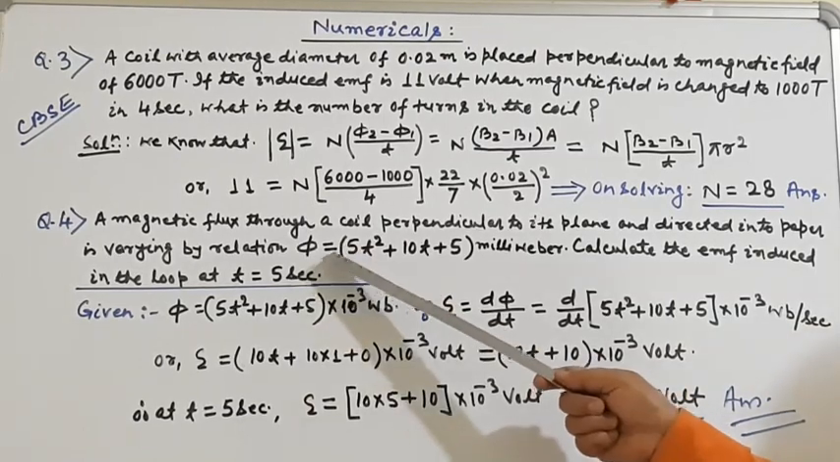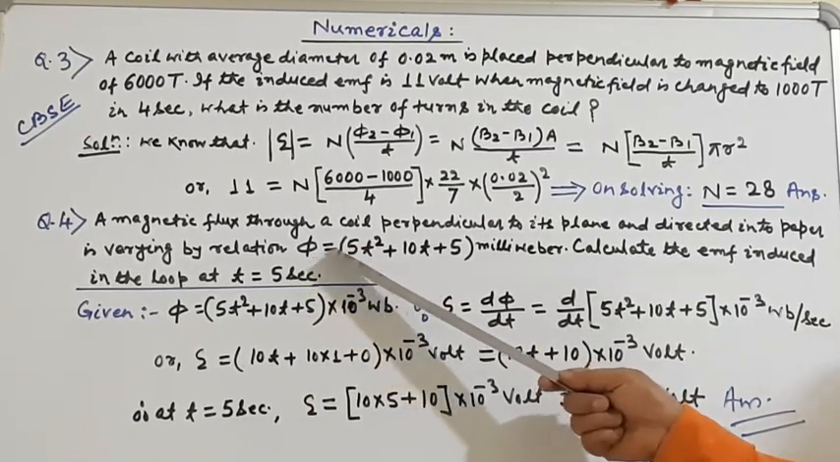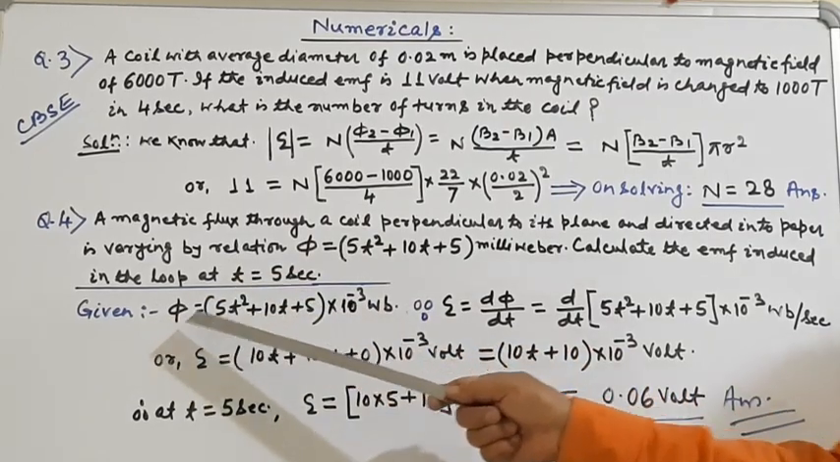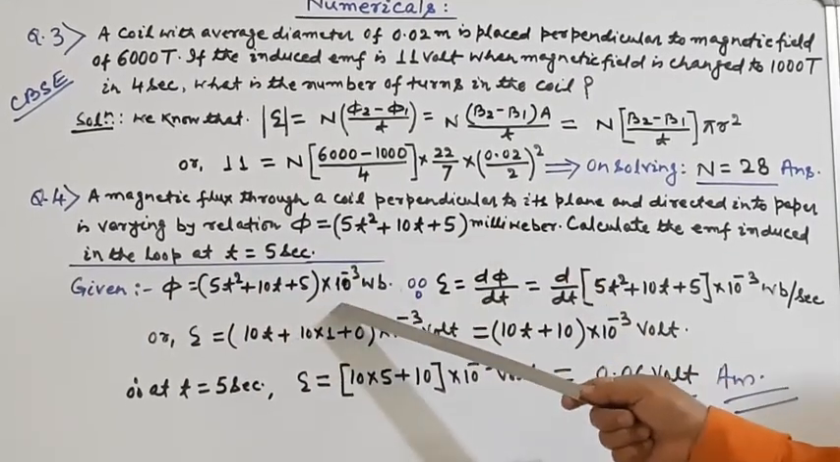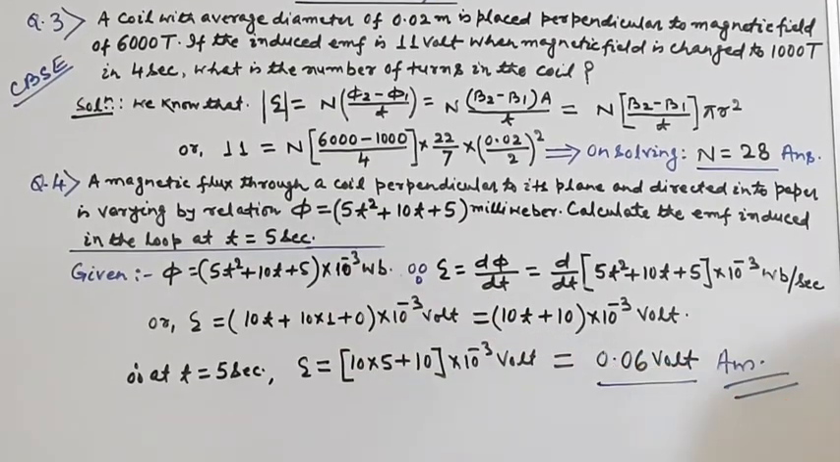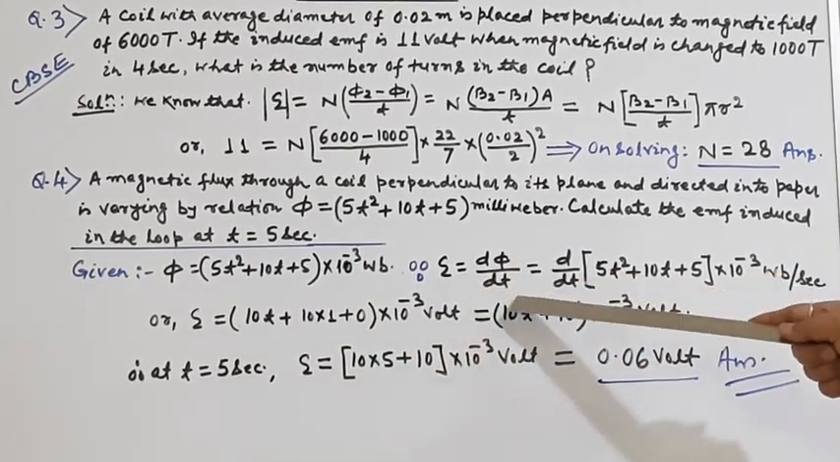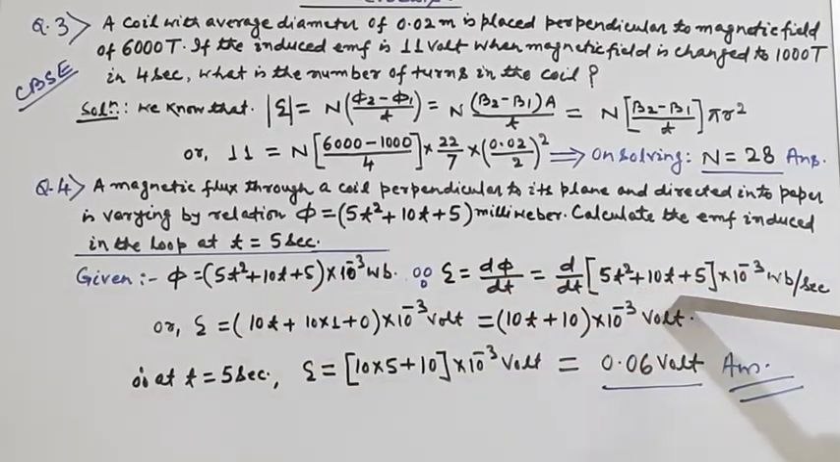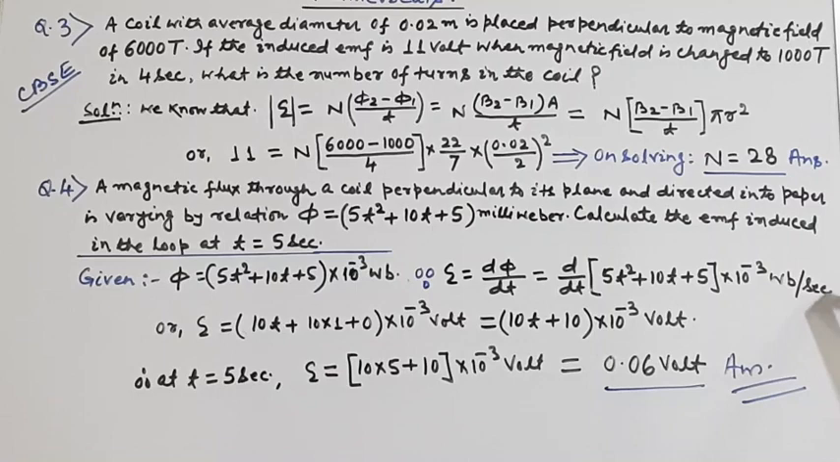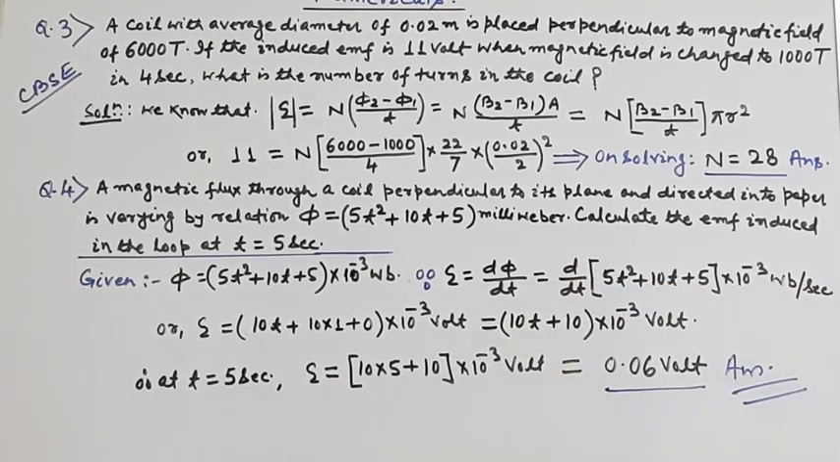So phi is given. When we differentiate it, we will get the induced EMF. Here, phi is equal to 5t squared plus 10t plus 5. It is given in milliweber, so convert to Weber, 10 to the power minus 3 Weber. We know that E is equal to d phi by dt, and at the place of phi we put all these values. It becomes Weber per second because it is d phi by dt.